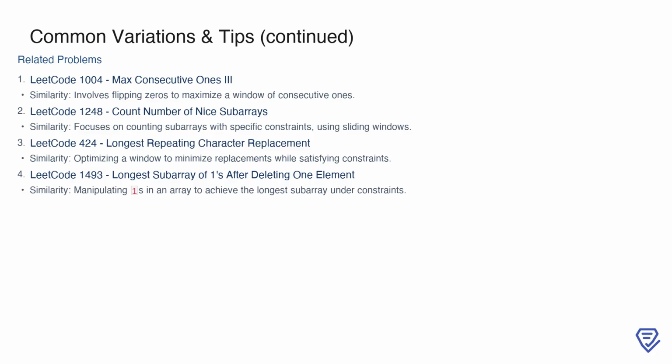LeetCode 424, Longest Repeating Character Replacement, requires optimizing a window to minimize replacements while satisfying constraints, which is another variation of optimizing within a window size. Finally, LeetCode 1493, Longest Subarray of Ones After Deleting One Element, also deals with manipulating ones in an array to achieve a specific outcome. Studying these problems can deepen your understanding of how to approach variations of this challenge.